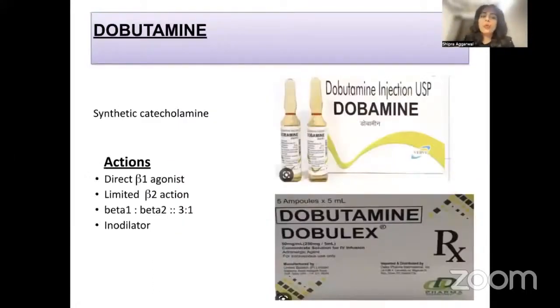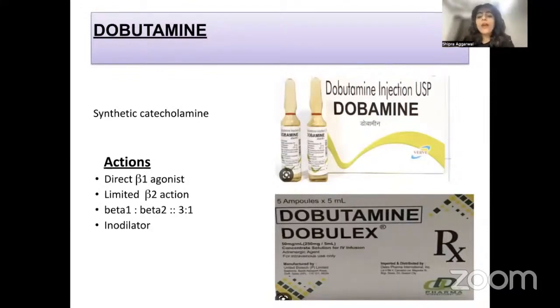The next agent is dobutamine. Dobutamine is a synthetic catecholamine. It has a direct beta-1 agonist action but a limited beta-2 action. The ratio of beta-1 to beta-2 action is 3:1. So because of beta-1 agonist action, it will result in an inotropic effect, and because of the beta-2 agonism, it will lead to vasodilatation. So it's an inodilator.